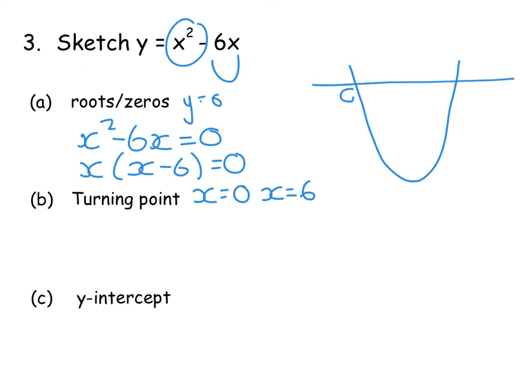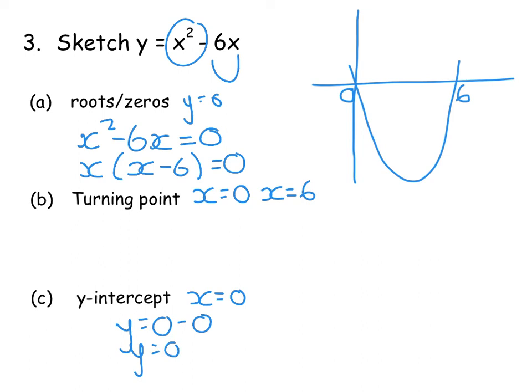My roots are at 0 and 6. Now, one of my roots is 0, so that's my y-intercept as well. And obviously, if you put x is 0 into that, you end up with y equals 0 take away 0, which is just 0. And you can clearly see it. So your y-intercept was the origin in this case.